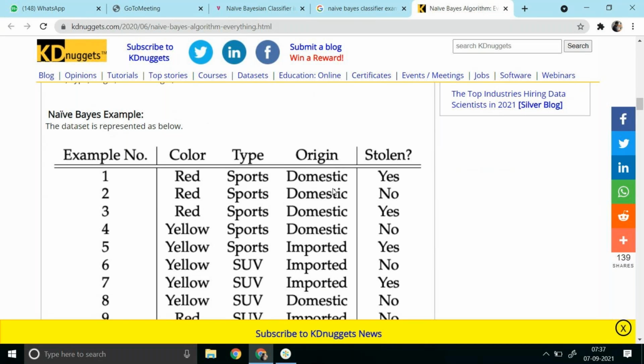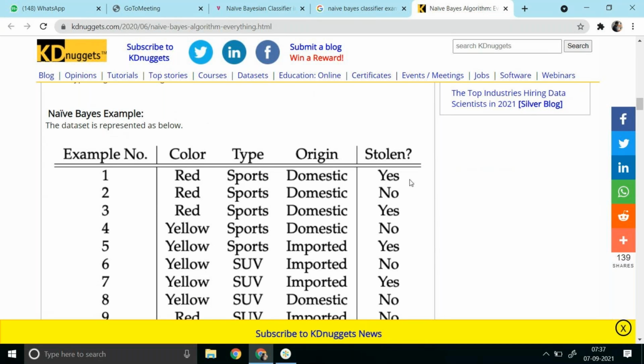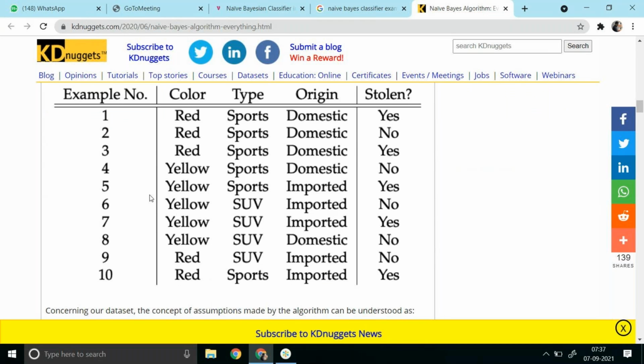They have given the data. First we have to calculate the probability of yes. How many records are there? 10. And out of 10, how many are yes? 5. So 5 divided by 10 is 0.5. Next you have to do the probability for no, which is also 0.5.